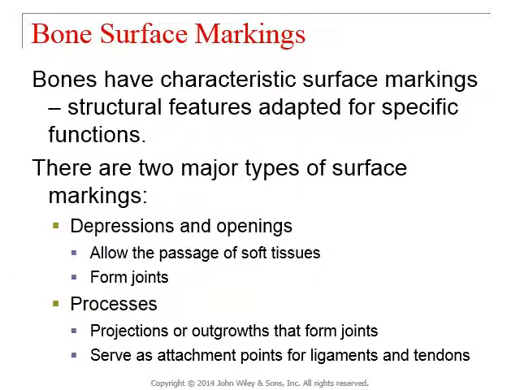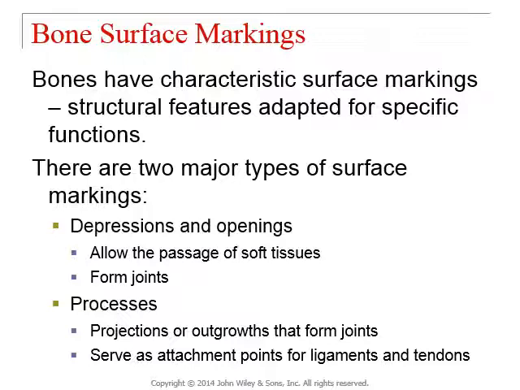Now, we find on many of the bones different types of what we call surface markings. You've already found some of them when we did the vertebral prominence back in Lab 1. So very simply, we see 2 distinct types that help us determine what kind of functions the bone is going to be providing. One will be depressions and openings. These typically will allow the passage of certain types of soft tissues, including nerves, blood vessels, tendons, and or ligaments, where they may form joints.